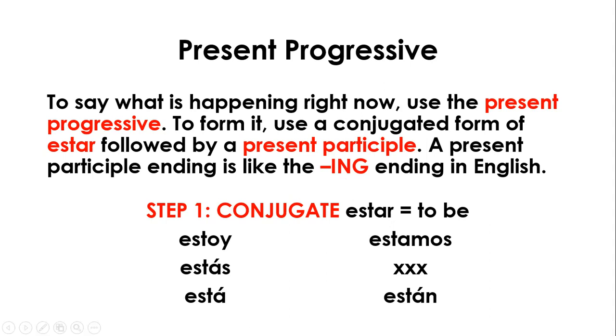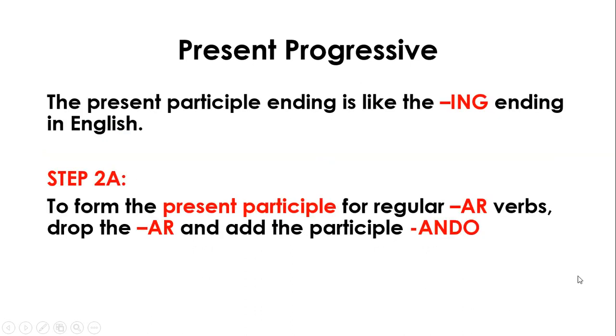they are. Once we figured out which form of estar we need to use, now we need to form the present participle, or the ing equivalent in English. So this has two parts to step two, so I call this one step 2A. To form that present participle for regular AR verbs, we do like what we normally do when we do verb endings. We drop the AR and swap it out for the letters A, N, D, O.